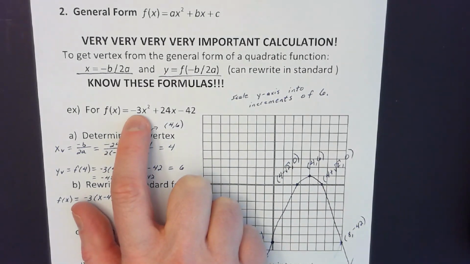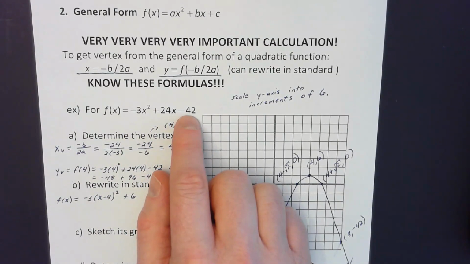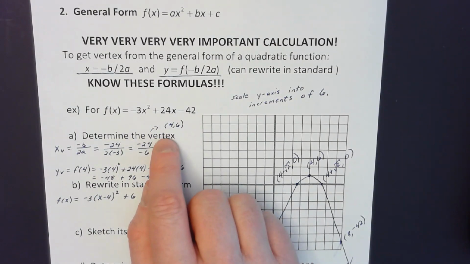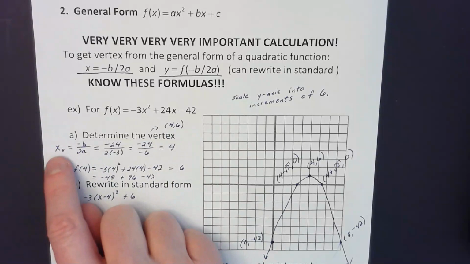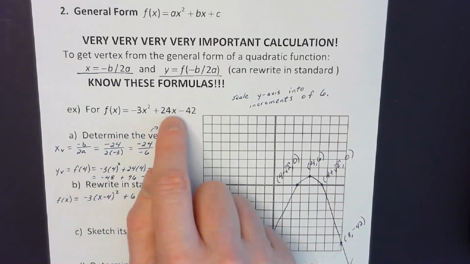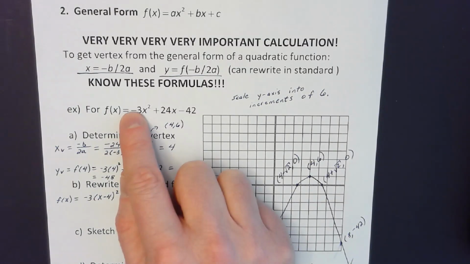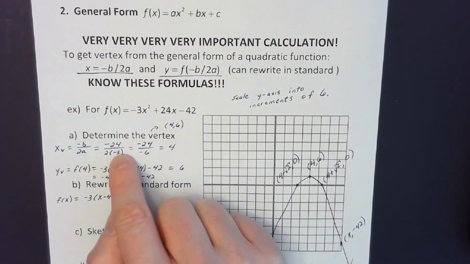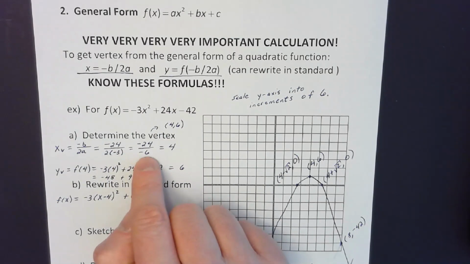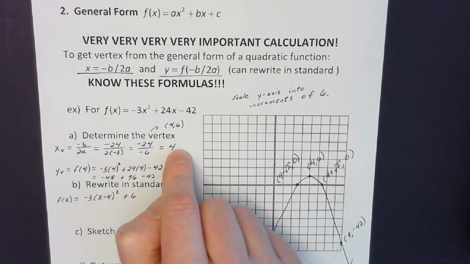So I have the general form -3x squared plus 24x minus 42. So when I'm asked to find the vertex, I come down here and say, well, the x value of the vertex is -b over 2a. In this case, that's -24 over 2 times -3. I went ahead and simplified 2 times -3 is -6. -24 divided by -6 is a +4. So I know the x value of the vertex is 4.